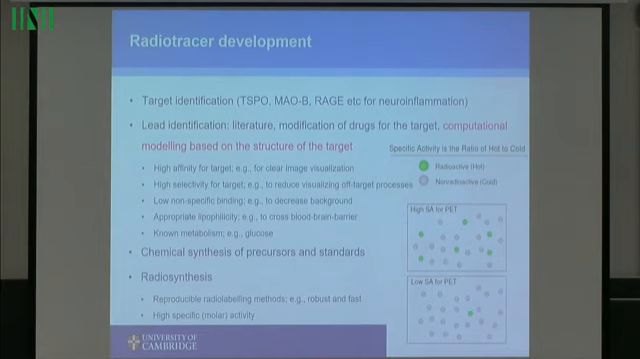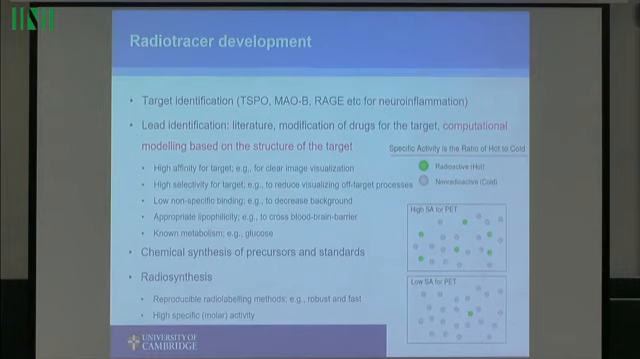Then comes the actual radiosynthesis. We need to have reproducible radiolabeling methods which are robust and fast. As I mentioned before, these carbon-11 and fluorine-18 have really short half-lives. So if the synthesis takes 2 hours, then already your compound is gone. So the process has to be as much as possible single step. You add things, you do the separation, and you have your tracer ready.